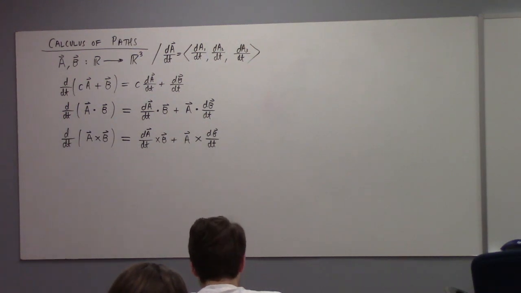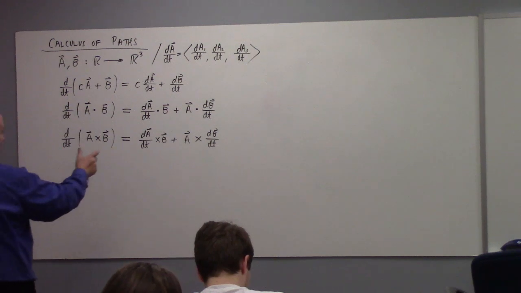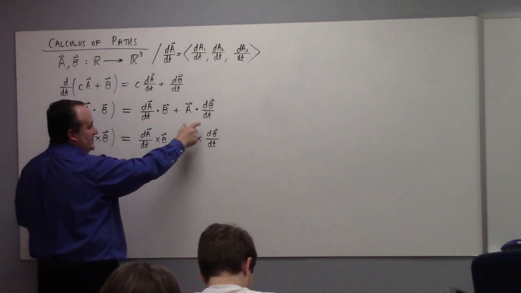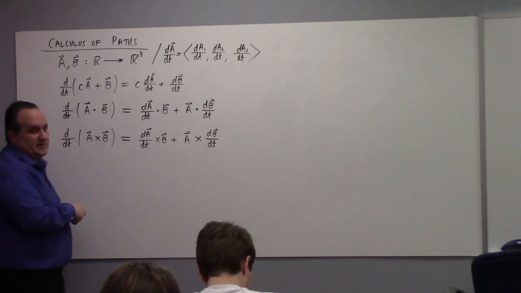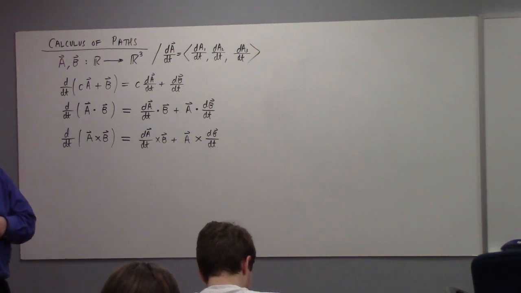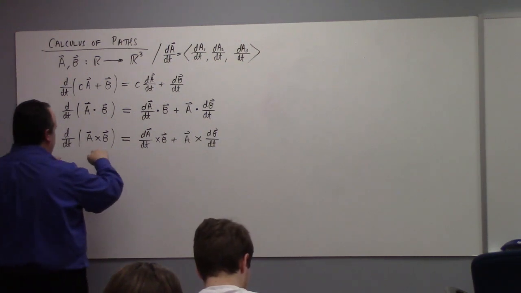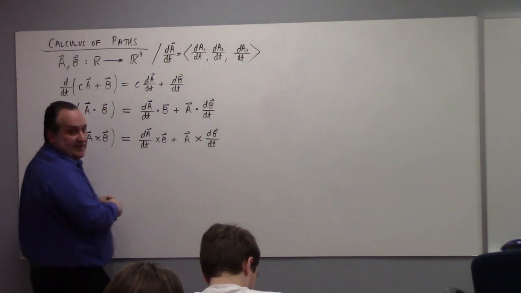Yep. Would the dot product still be scalar? Well, A dot B is a function, and dA/dt dot B is a function, dB/dt is a function, but they're all scalar valued functions. Okay, so they could still be scalar. Yeah, this, on the other hand, is a vector, both sides, right?